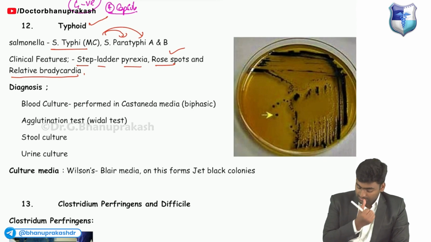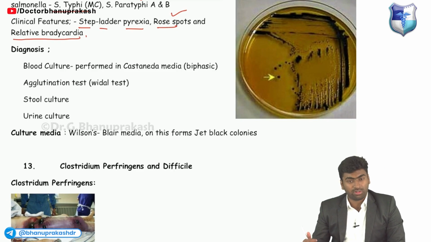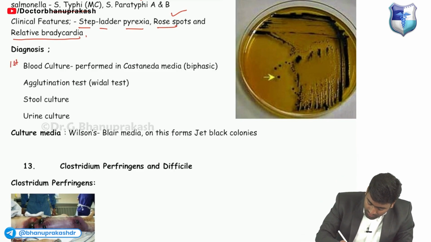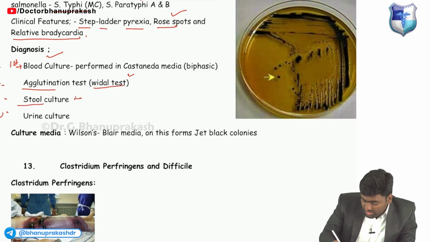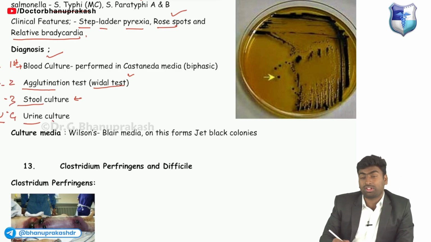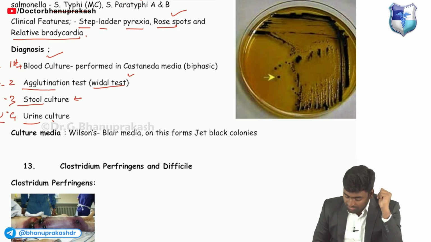Remember this. Then about diagnosis of typhoid, they will ask you, in the first week what will you do? In the first week, we will do the blood culture. So you can remember BASO. First week, blood culture. Second week, we will do the agglutination test, which is the Widal test. Third week, we will do stool culture. And fourth week, we will do urine culture. So first week, it is BASO. First week, we will do blood culture. Second week, we will do what?